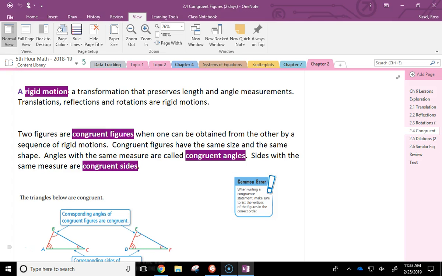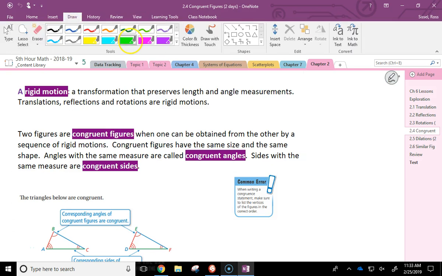So the first part of the note says, a rigid motion is a transformation that preserves the length and angle measurements. Translations, reflections, and rotations are rigid motions. Let's make sure we get this all copied in our foldable. Open it, copy it down. What page is it? It's under similar and congruent figures.